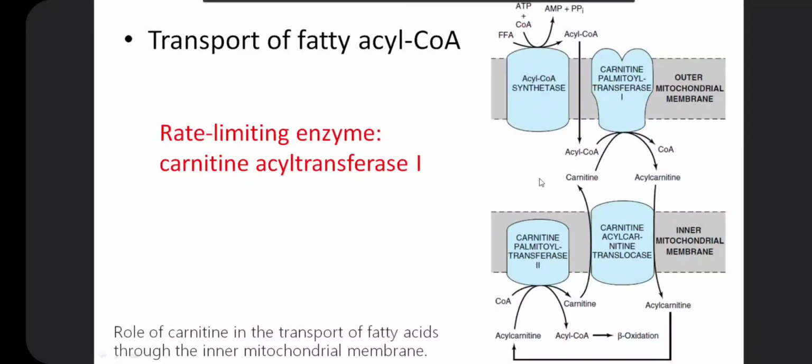So this is the process of the transport of fatty acyl coenzyme A from the cytoplasm to the matrix. And here you should remember that this is, in fact, the transport of fatty acyls.